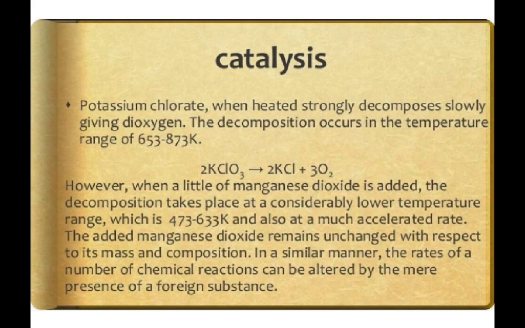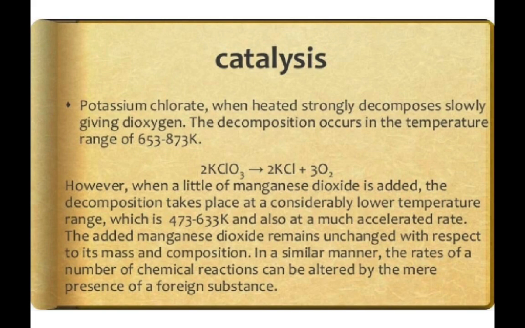For one example, take a little potassium chlorate, KClO3, and heat it strongly. KClO3 decomposes and gives you KCl, potassium chloride, and oxygen. Normally the temperature at which the decomposition occurs ranges from 653 to 873 Kelvin. But if you add a little manganese dioxide to it, this decomposition takes place at a lower temperature range, that is, the 653 to 873 range has come down to 473 to 633, and the reaction is also taking place at a much faster pace.